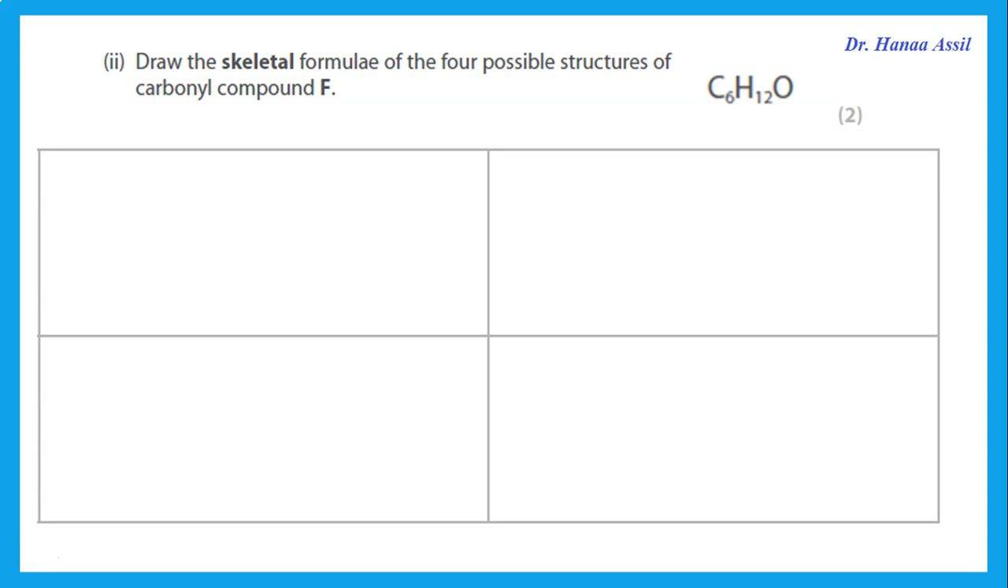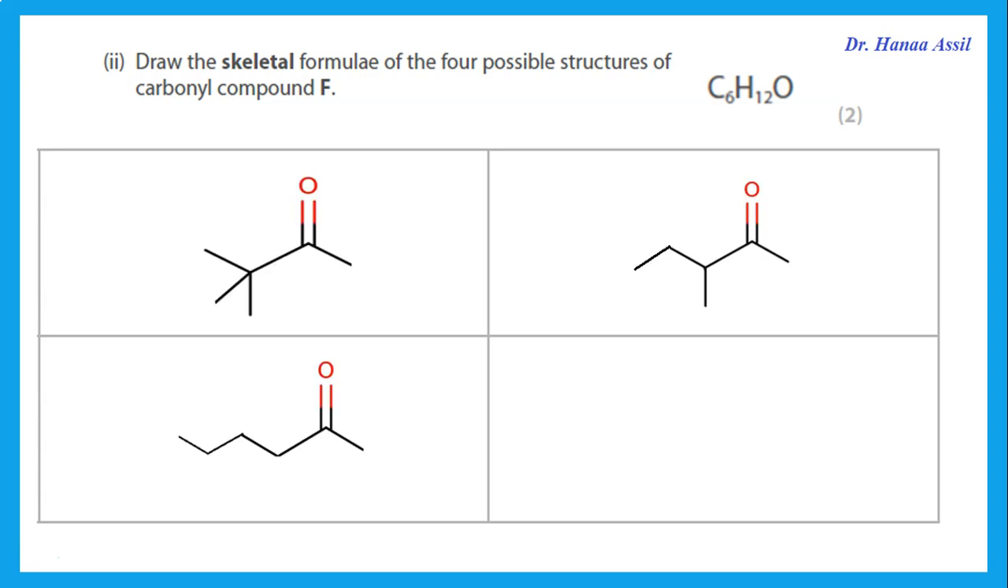So what are the possible structures? These would be the possible structures that we have. All of them have a methyl ketone, and the rest of the carbons would be arranged in different ways. So these are the 4 possible structures.